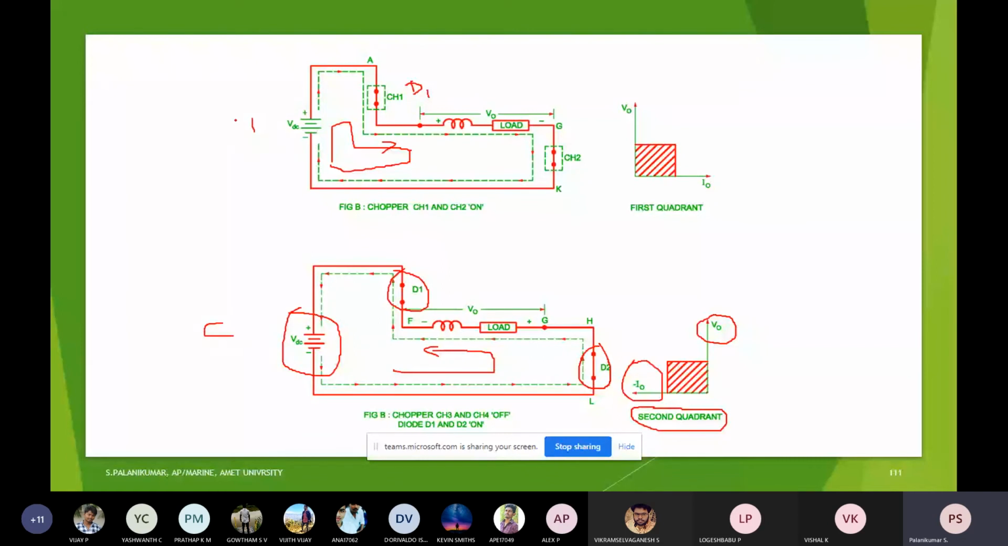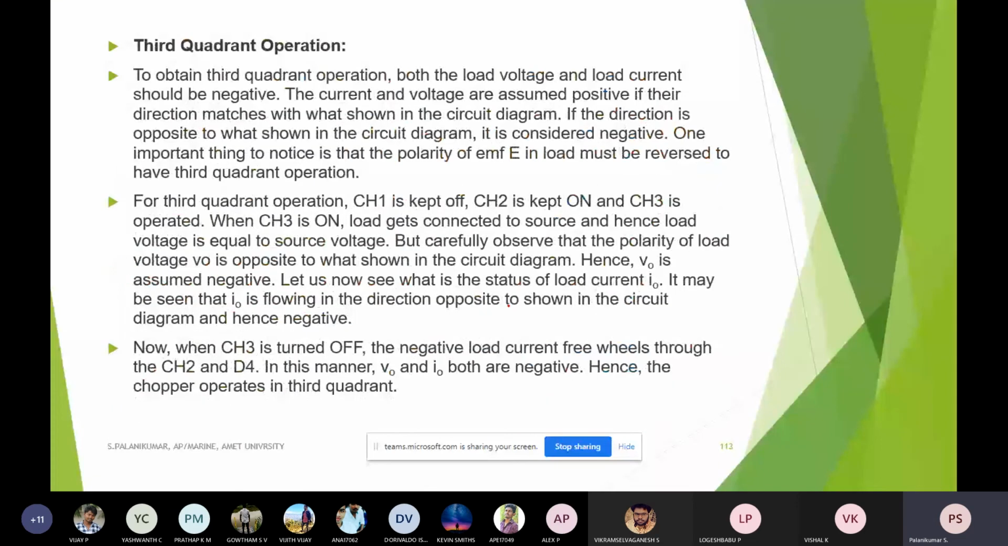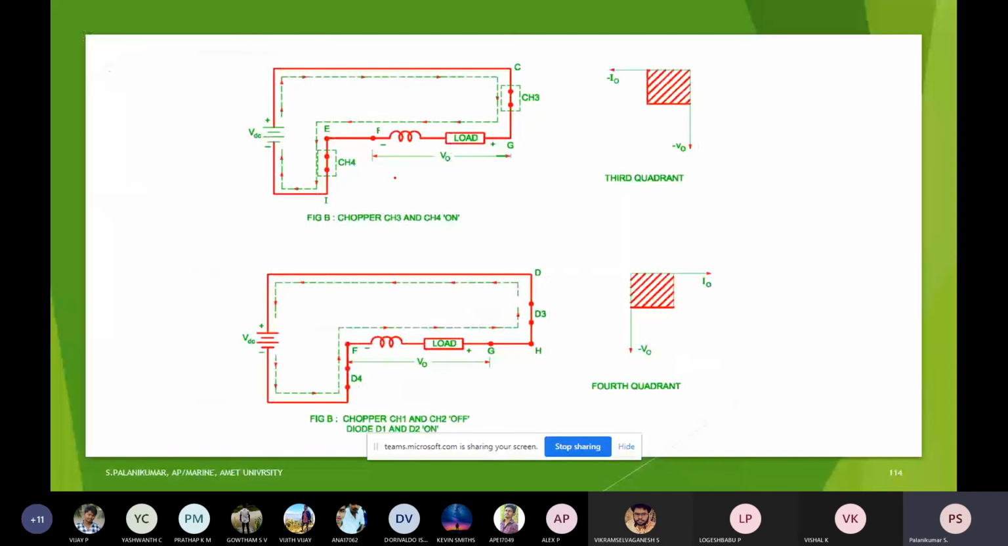Battery is discharging. During the second quadrant, it is charging. Same case when you're going for third quadrant, opposite to that. CH1 is kept off for third quadrant operation. CH2 is kept on. CH3 is operated. So when CH3 is on, load gets connected to source. If you see the diagram, you can very well understand that.